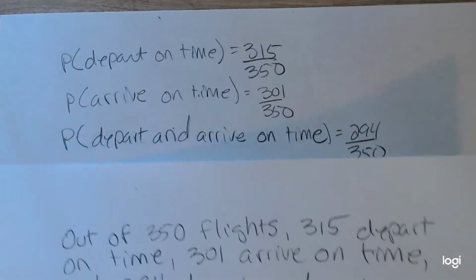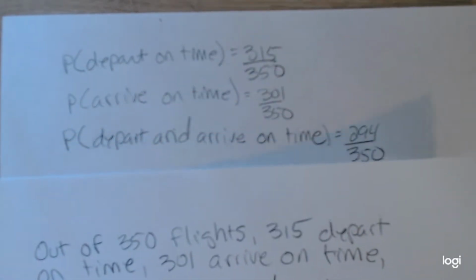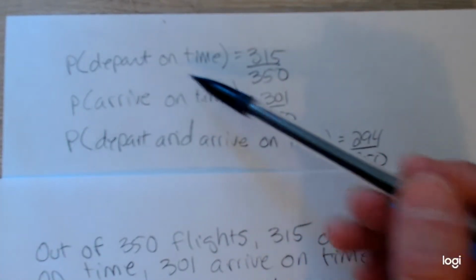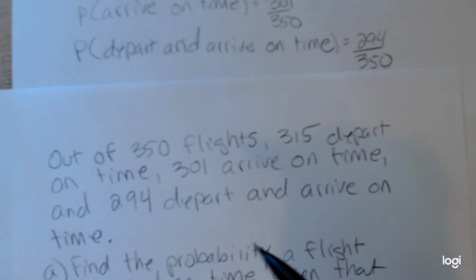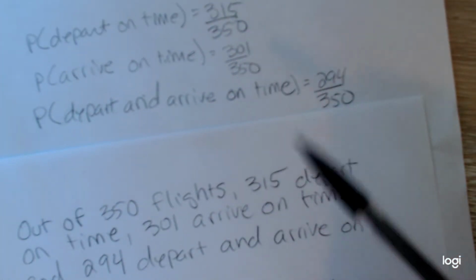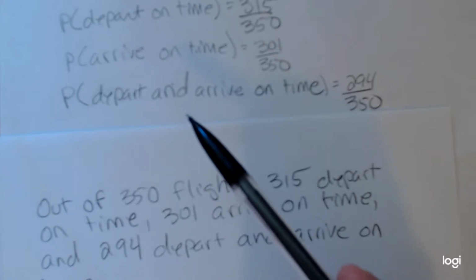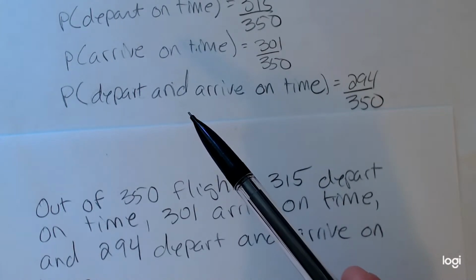It says out of 350 flights, 315 departed on time. So the probability that a flight departed on time was 315 out of 350. And it says out of the 350, 301 arrived on time, so the probability of arriving on time would be 301 out of 350. And then the intersection would be the probability that a flight departed and arrived on time. That was given to be 294 out of 350.